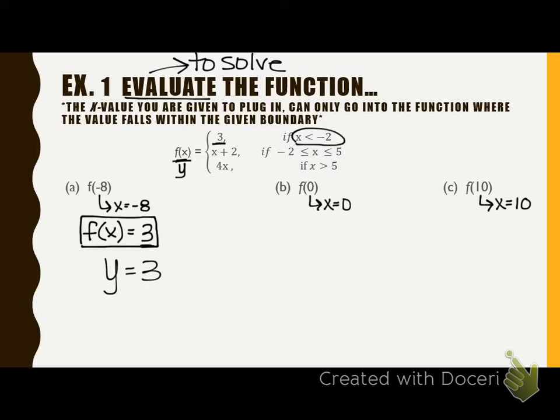All right, now let's check 0. Let's chart here. 0 is less than -2. Yes or no? Nope, so I can't use that function. Does 0 fall between -2 and 5? Yep, so I can use that function. What is the actual function that I'm bringing down? F of x equals x plus 2. Awesome. And lastly, is 0 greater than 5? Nope, so I can't use that function.